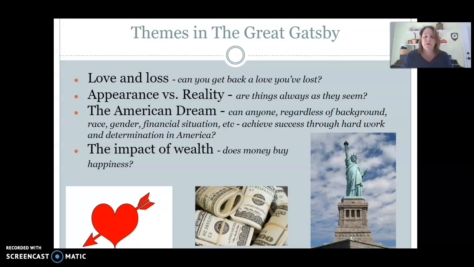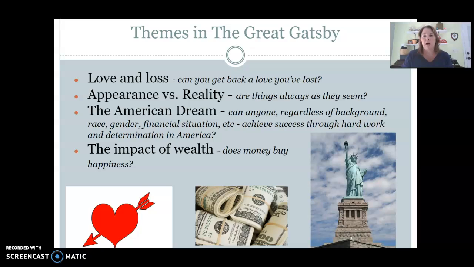Another important theme in The Great Gatsby is the American dream. You might have studied this concept in your history classes, but the American dream is the idea that anyone, regardless of background or race or gender or financial situation, anyone, if they came to America, if they worked hard, and if they were determined, then they could achieve success. That idea of hard work and determination being the touchstones of success was very prevalent in the 1920s.